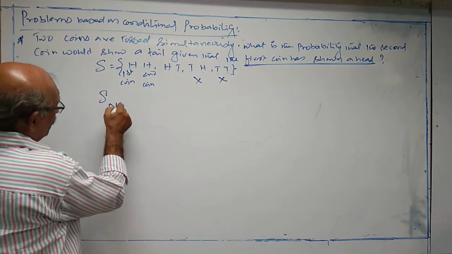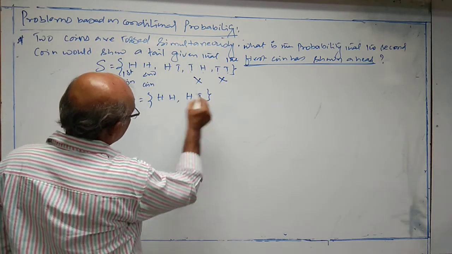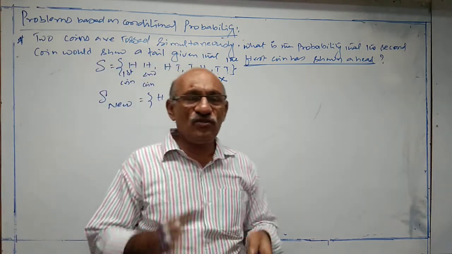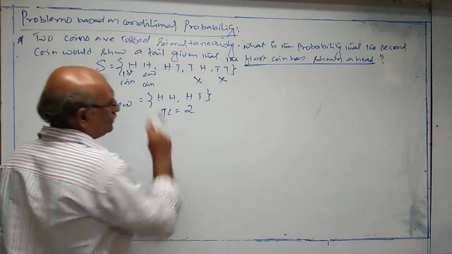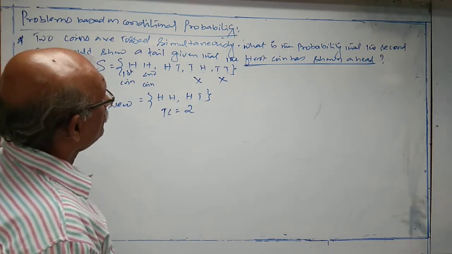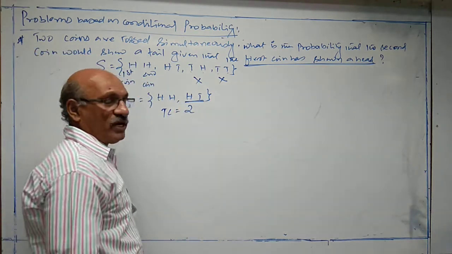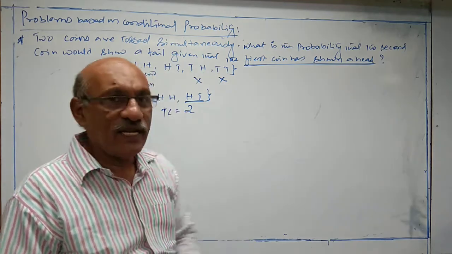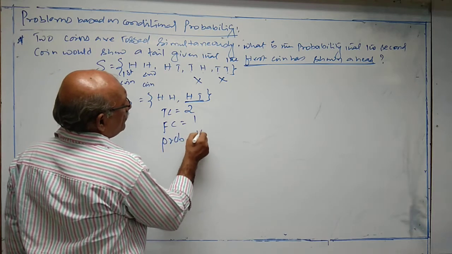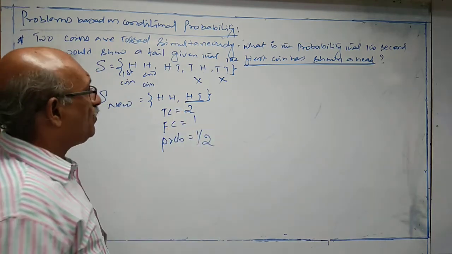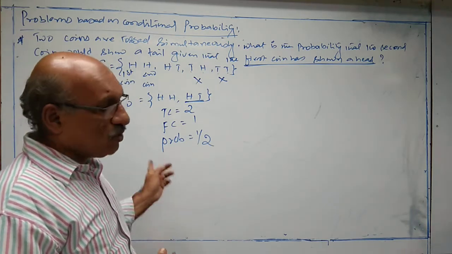So sample space now consists of only 2 points, HH and HT. Only in these 2 points first coin has shown head. So total number of cases are 2. Favorable cases: second coin would show a tail. So how many cases are supporting for happening of an event? Only 1 case is supporting. So favorable case is 1. Probability is equal to 1 by 2. Okay. Note down the solution.